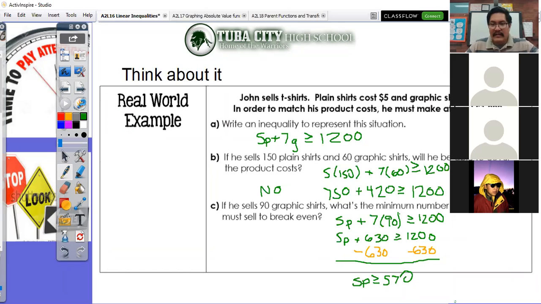And now I have to divide that by, it's supposed to be 570. That 0 looks kind of off, so let me just fix that. And I'm going to divide that by 5. And this means the number of plain shirts has to be greater than 114. That's how much more we need. We need $570 worth of plain shirts to make up for this cost, and we would need about 114 shirts in order to break even with that.